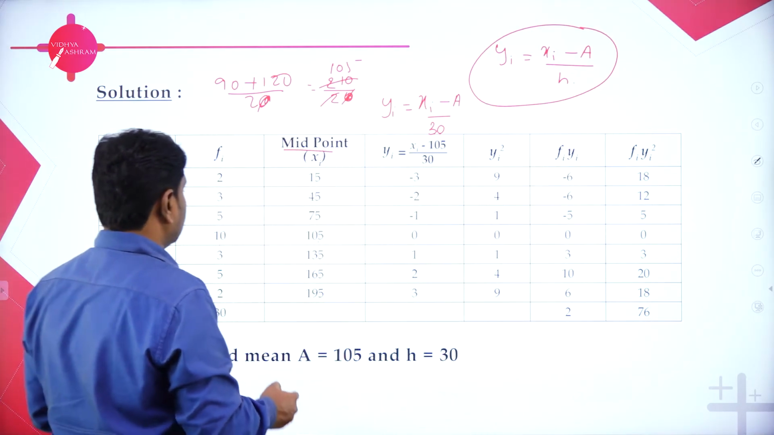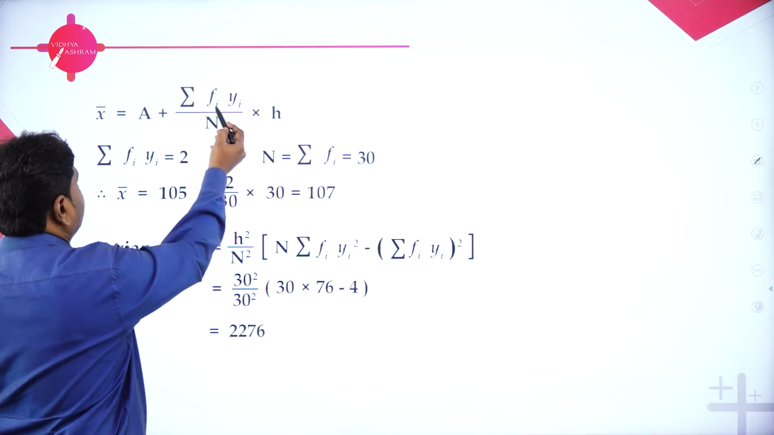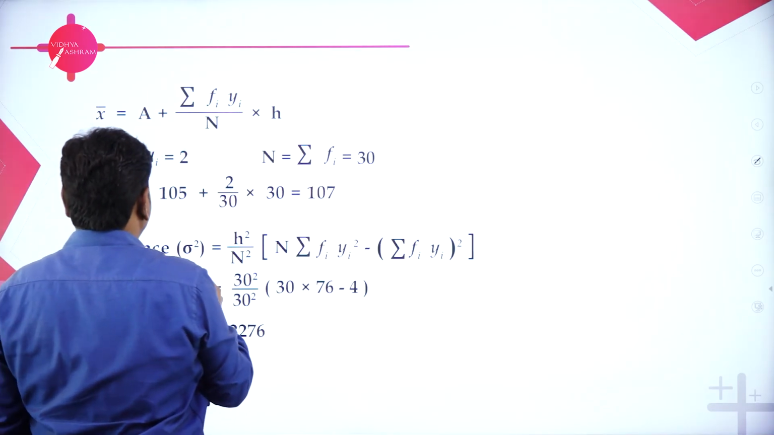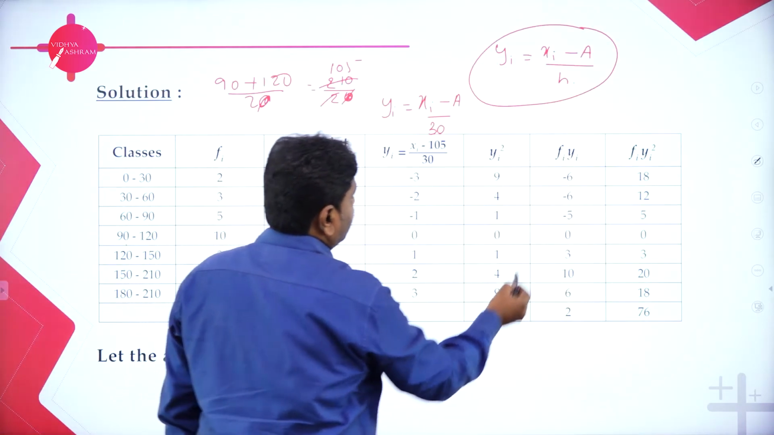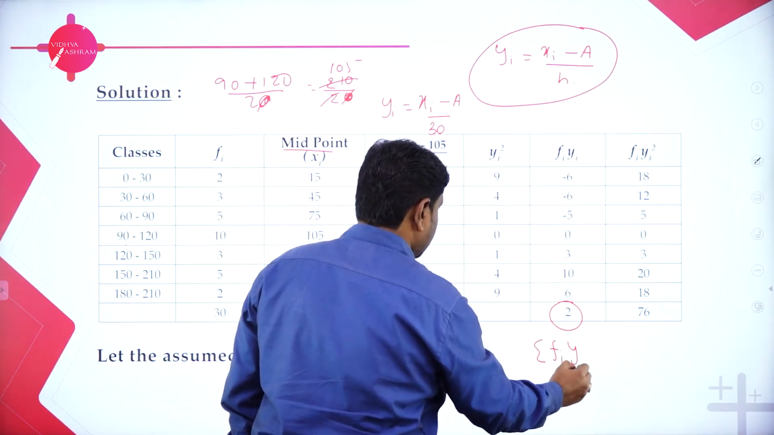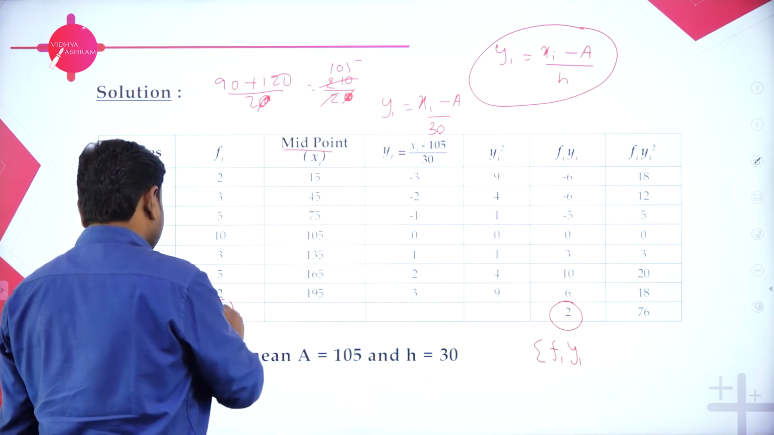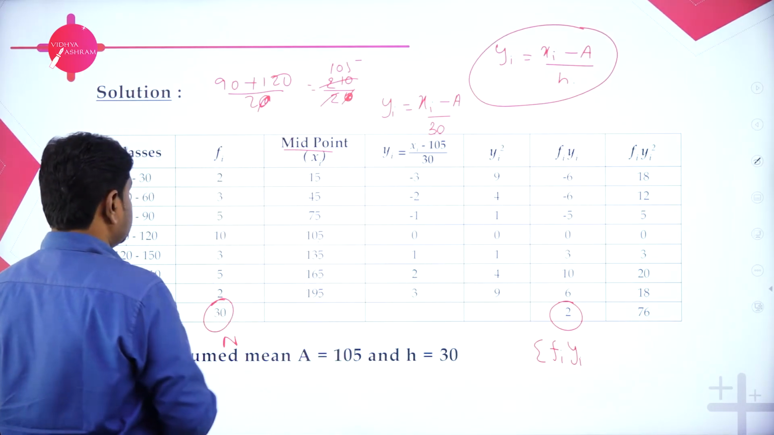Now continue with the formula. What is the mean? Assumed mean plus sigma fi yi by n, into h. From the table, sigma fi yi means the sum of this column, sigma fi into yi, and the sum of the frequencies we call n. Sigma fi yi is 2 and n is 30.